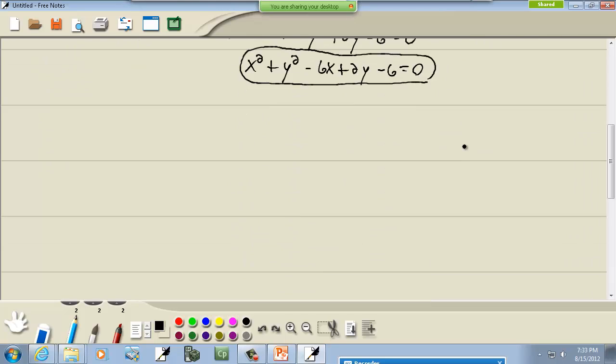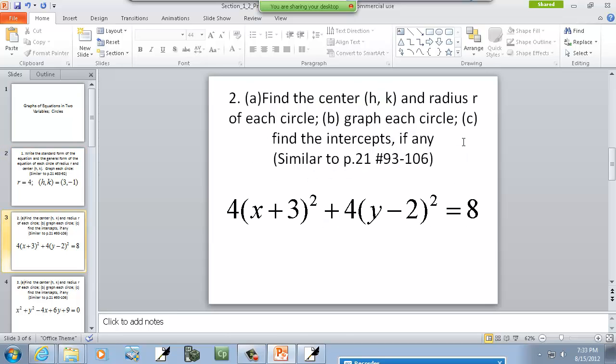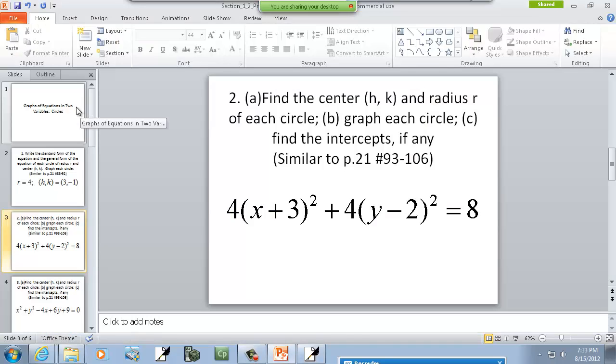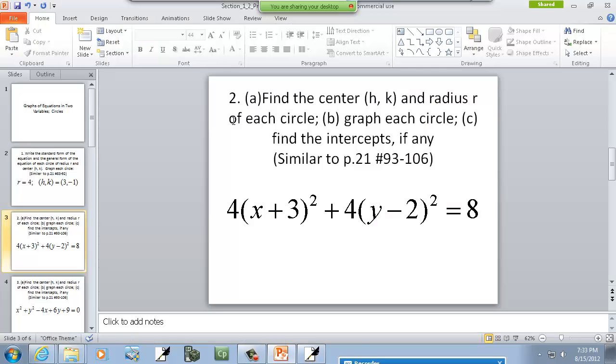Let's look at another one. This is a different type. We got 4 times (x plus 3) squared plus 4 times (y minus 2) squared equals 8.